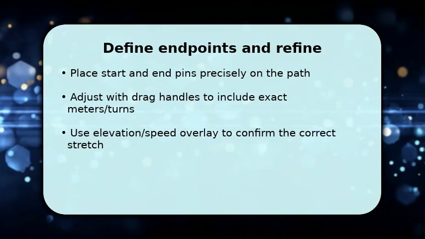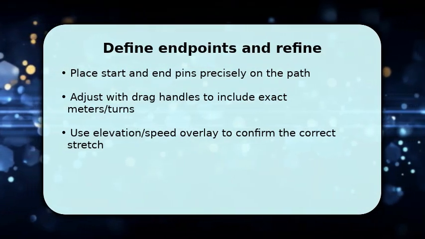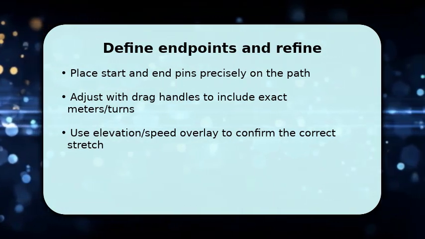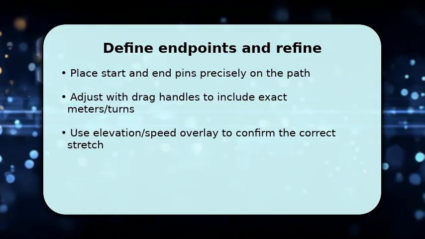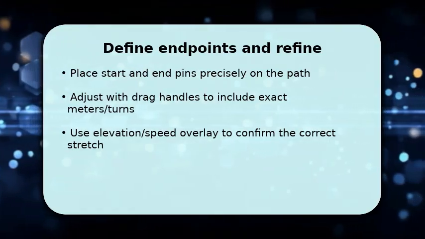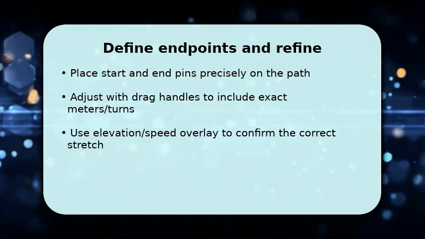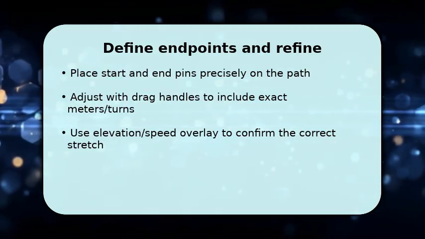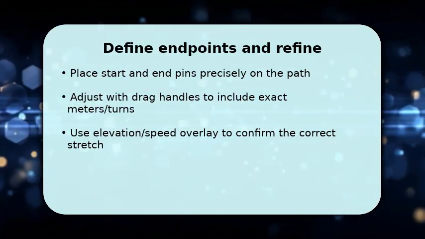You now place the start and finish pins where you want the timed effort to begin and end. Drag each pin to the center line of the route and use the zoomed view to align with road center or trail. Once placed, use the preview feature to play a ghost of the segment. This helps you confirm the exact meters covered and any lane changes.